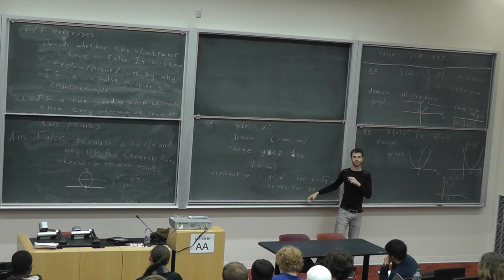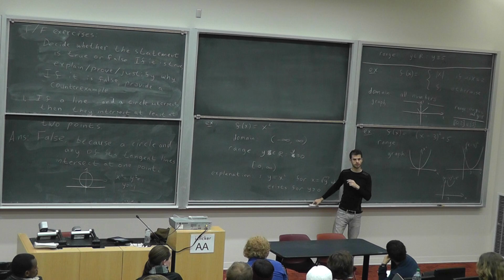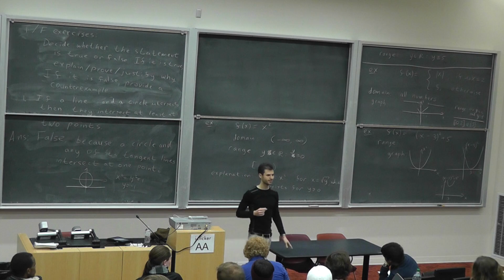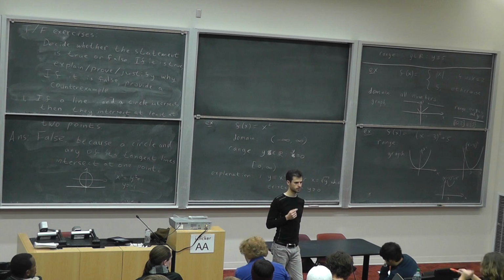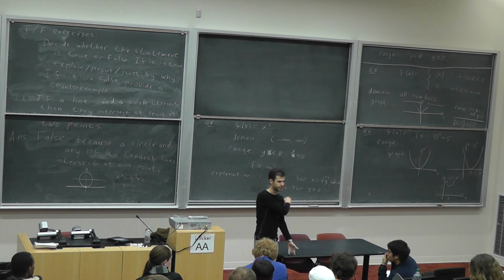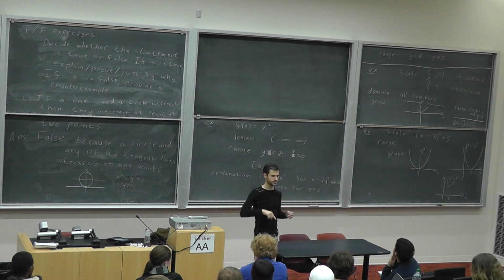Okay, other questions? Yeah. Well, a line is a line. A line is an infinite line, and a circle is the whole circle. Okay. So if it talks about a line and a circle, you should take the whole of the line and the whole of the circle.